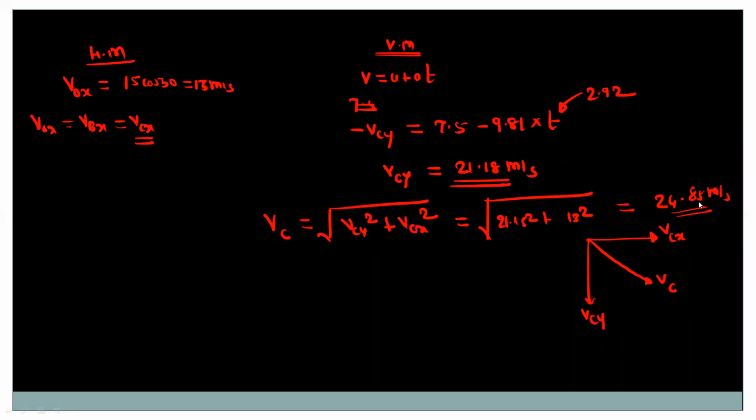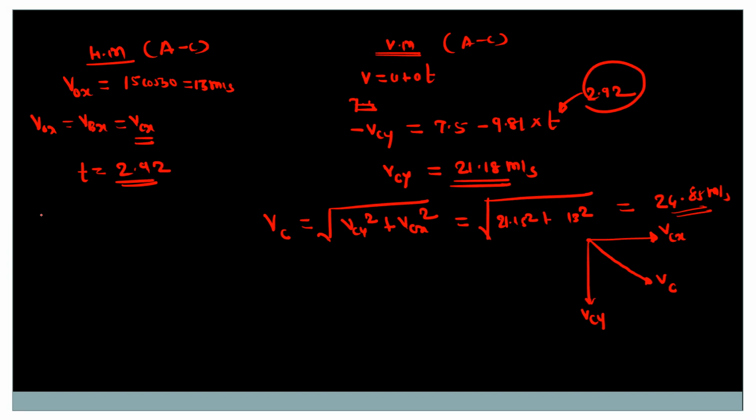Now we have to find out the horizontal distance, that is nothing but the range. So this range we can find out by using the horizontal motion. So refer to the horizontal motion, velocity remains constant, and time t for horizontal motion from point A to C is nothing but the same time t for the vertical motion. So this time is 2.92.